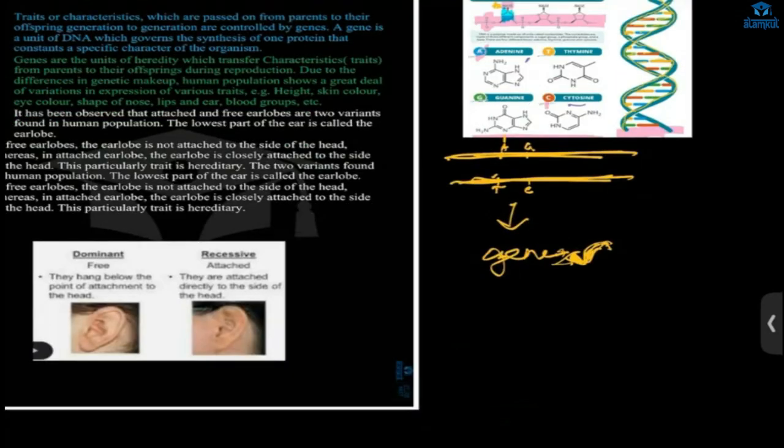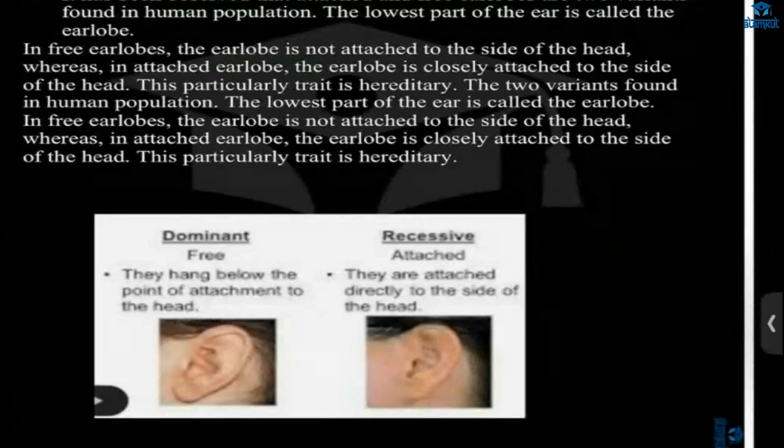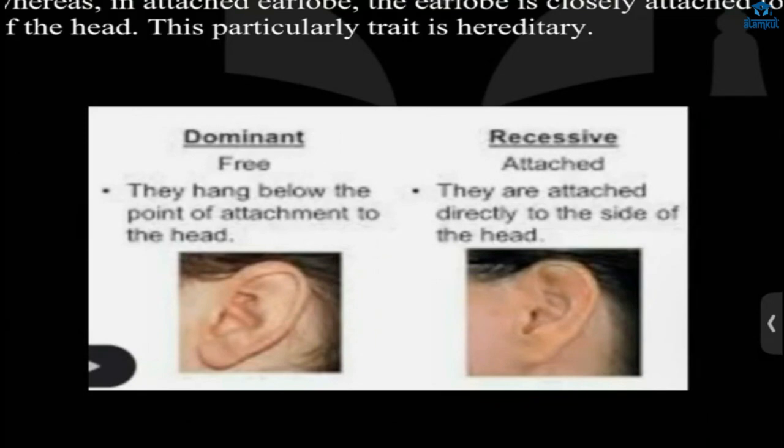Okay. Now you see here, this is dominant. Have you seen your ear? Is your ear attached or free lobe? You have to see. Look in the mirror. By touching you can't find, right? So this one is free and this is attached.